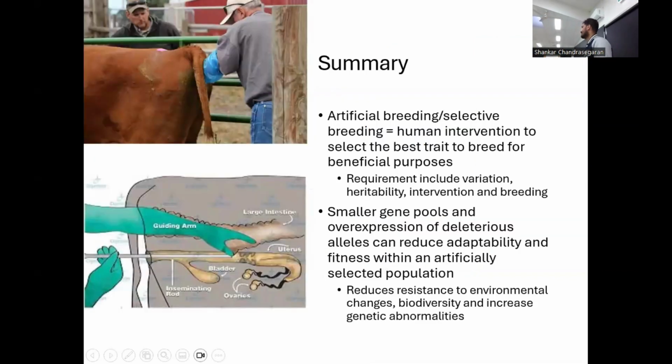All right, we're already at the summary. Like I said, this is a very short one. Okay, so artificial breeding basically is human intervention to select the best trait to breed for a beneficial purpose. And remember that it requires variation, heritability, human intervention, and then finally breeding. Okay. Smaller gene pools and overexpression of deleterious alleles can reduce the adaptability and fitness within an artificially selected population. This also means that they are less resistant to environmental changes, have reduced biodiversity, and an increase in genetic abnormalities.